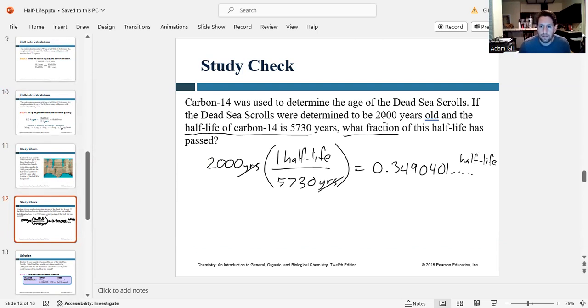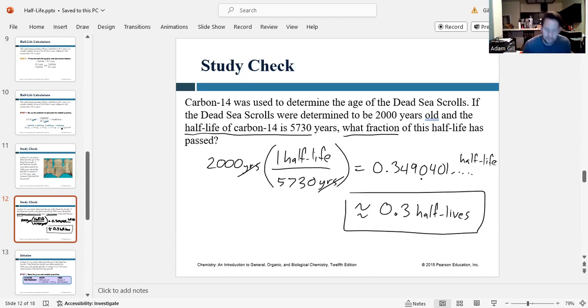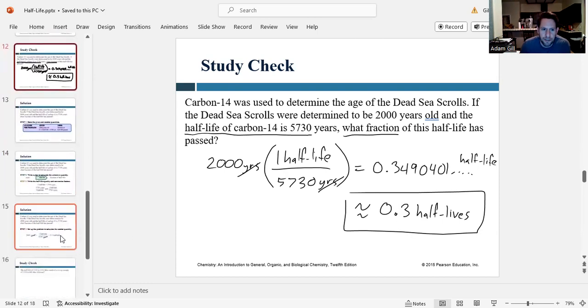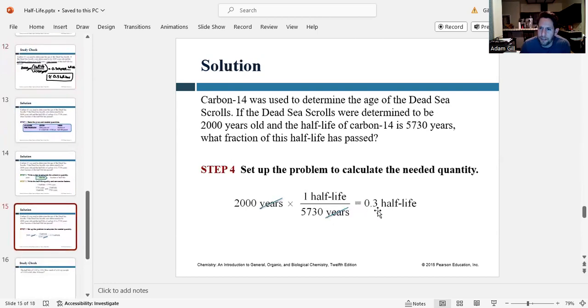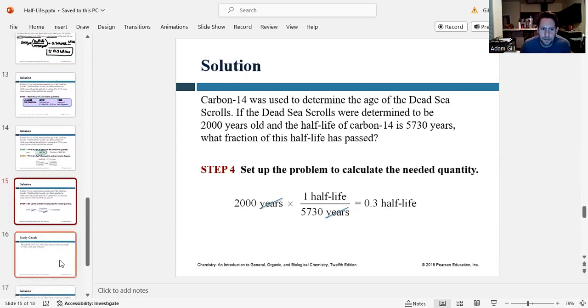Well, looks like technically 2,000 is only one sig fig. So if we were to round this to one significant figure, that would be about 0.3 half-lives. That is the fraction of a half-life that has passed. Next couple slides are just showing this calculation, and it looks like we got it correct. Let's do another problem.